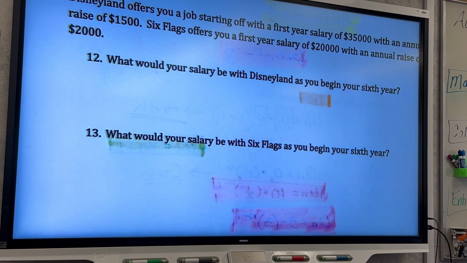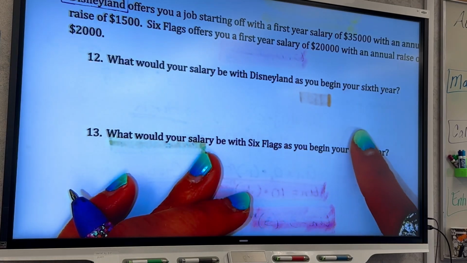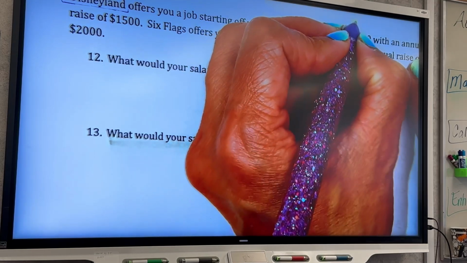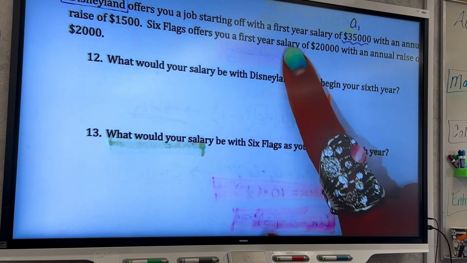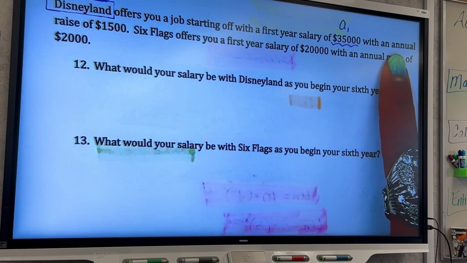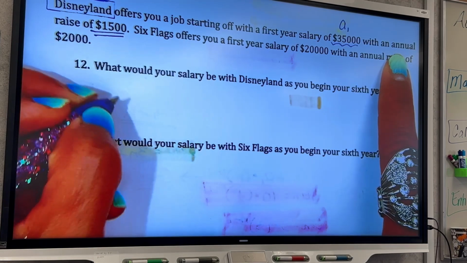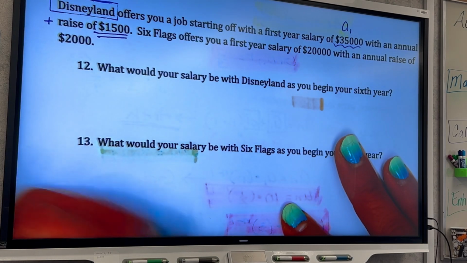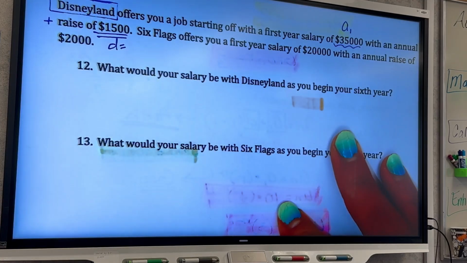Disneyland offers you a job starting off with a first year salary of $35,000. So I'm gonna color coordinate this. I'll use purple for Disneyland. The first year salary is $35,000, so that tells me my very first term of the sequence, my A1 is $35,000, because it's a first year. Has an annual raise, that means a yearly raise of $1,500. A raise means we would add or subtract. Add, but we like that word. Okay, we're adding on to a money, right? So this is a common difference of $1,500.